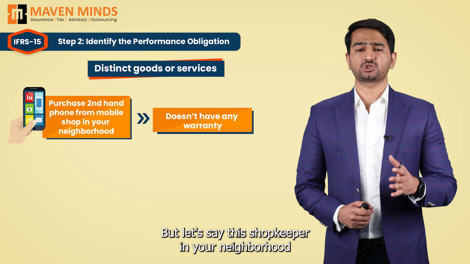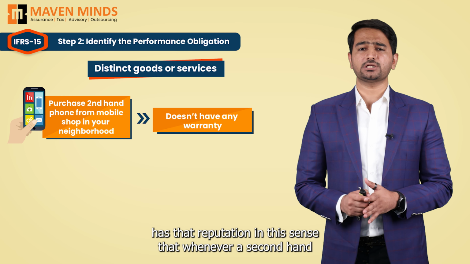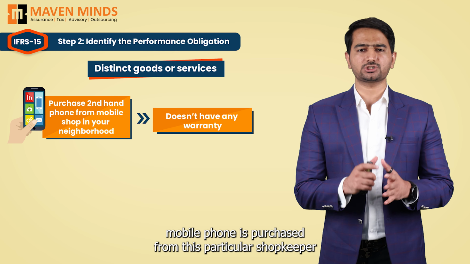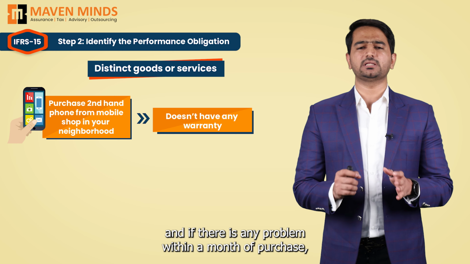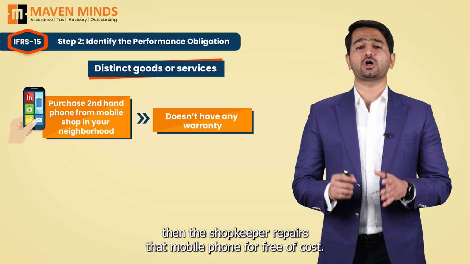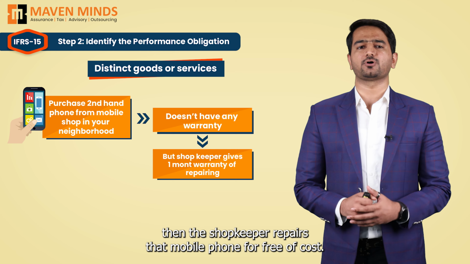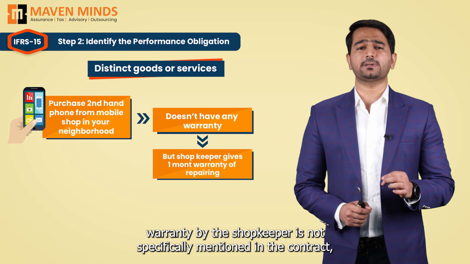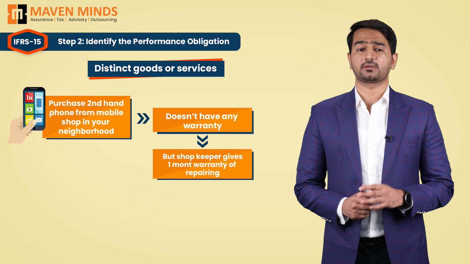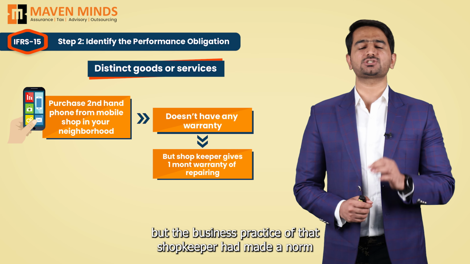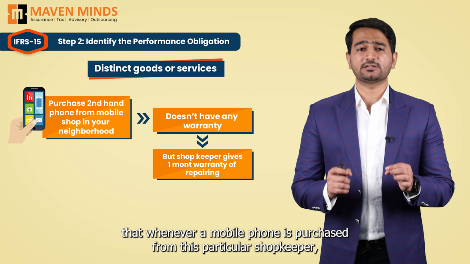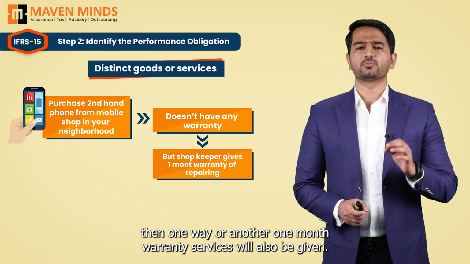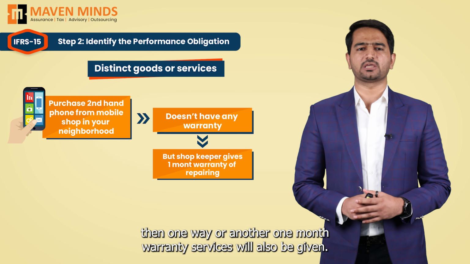But let's say the shopkeeper in your neighborhood has a reputation in the sense that whenever a second-hand mobile phone is purchased from this particular shopkeeper, and if there is any problem within a month of purchase, then the shopkeeper repairs that mobile phone free of cost. In this case, the 1 month warranty by the shopkeeper is not specifically mentioned in the contract, but the business practice of that shopkeeper has made it a norm that whenever a mobile phone is purchased from this shopkeeper, one way or another 1 month warranty services will also be given.